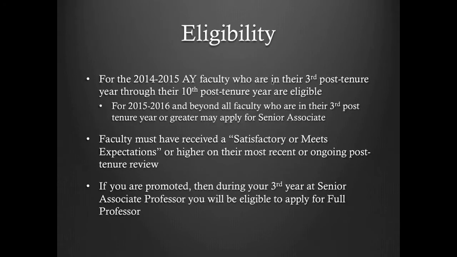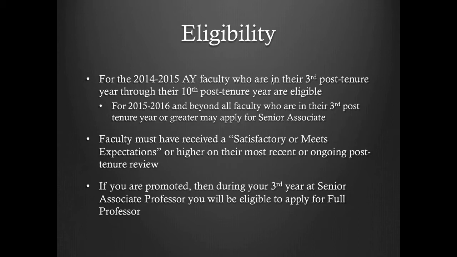Eligibility. For the 2014-2015 academic year, faculty who are in their third year of post-tenure through their 10th year of post-tenure are eligible to apply. Now, for 2015-2016, faculty who are in their third post-tenure year or greater may apply for senior associate professor. In order to apply, faculty must have received a satisfactory or meets expectations rating on their most recent post-tenure evaluation.